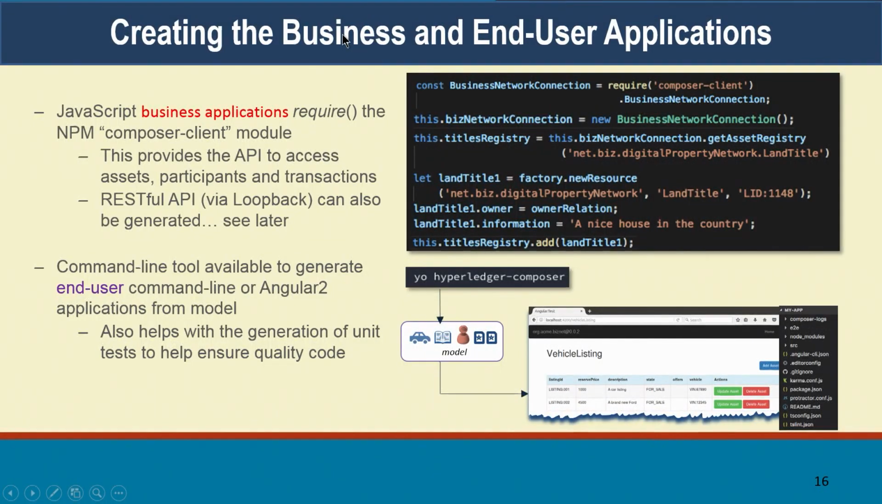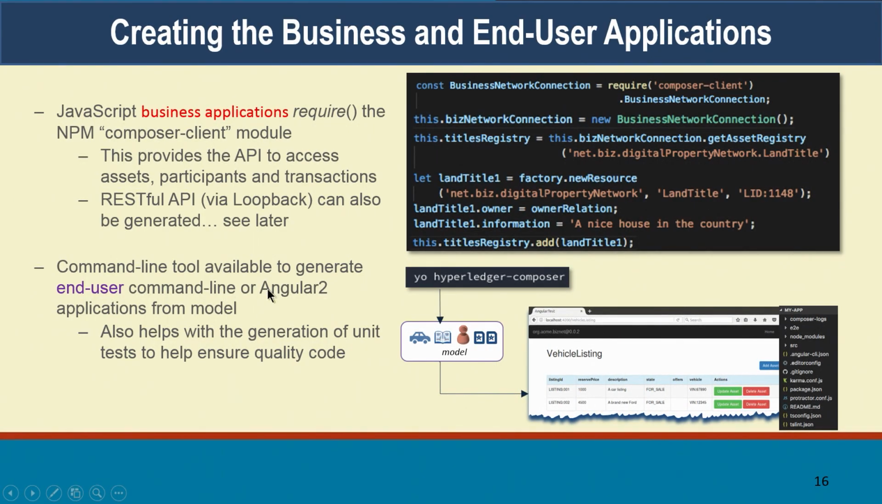Creating an end user application. As I mentioned, all the Composer code is in JavaScript. Your transactions and all that are specified in JavaScript. For writing these things and connecting with the Composer runtime, you need the Composer client module that's available as an NPM package. And Composer uses LoopBack to automatically generate RESTful APIs for your assets. For each of your assets, it automatically generates CRUD operations to create, update, delete, and modify these assets. It gives you automatically generated code for these REST APIs.